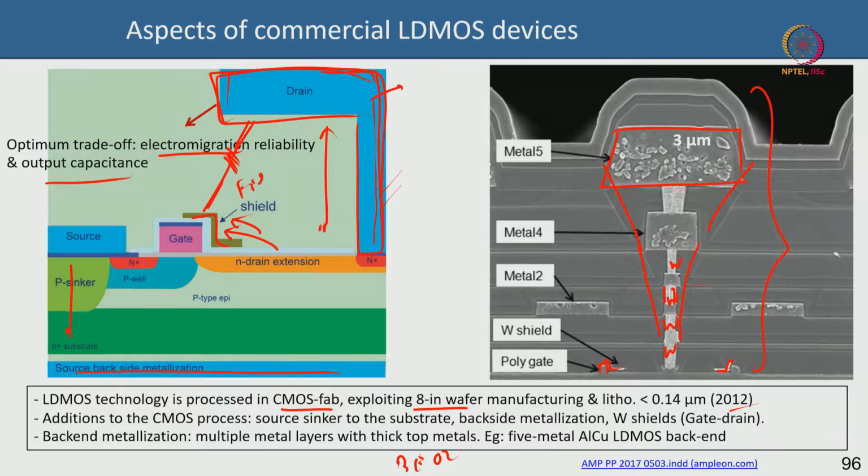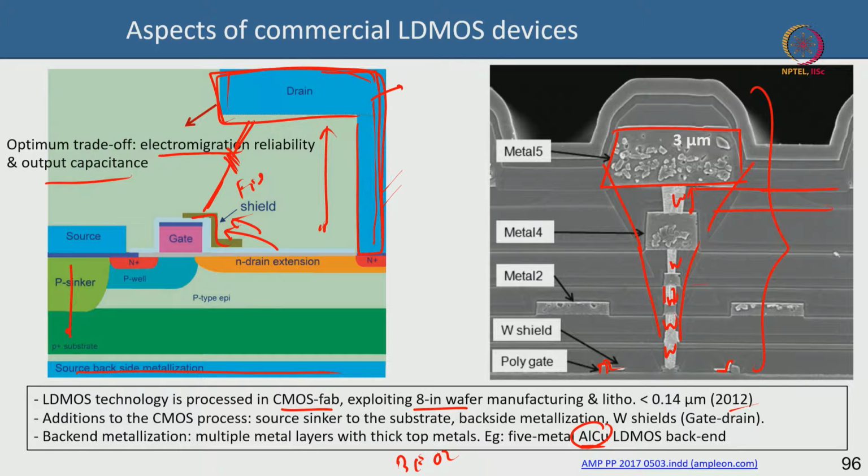It's 3 micron thick here, 3 to 5 micron probably. And these are the tungsten plugs that are connecting different layers of metal. In between you have dielectric. This is very proprietary. People use a combination of some oxides, some nitrides as dielectric. This is a 5 metal aluminum copper LDMOS backend. So you see, aluminum copper, not copper gold. Aluminum copper is an alloy which has good immunity against electromigration.